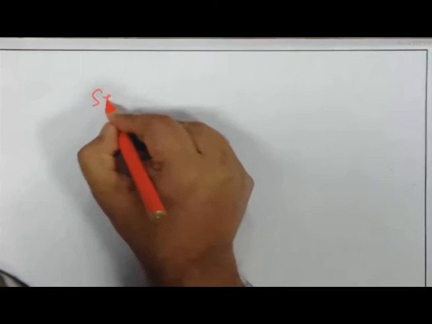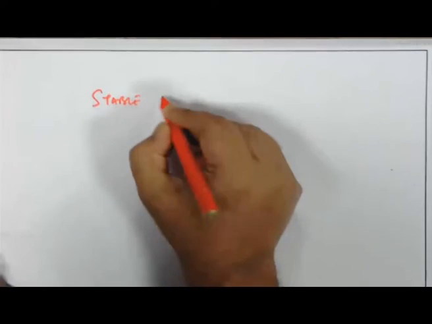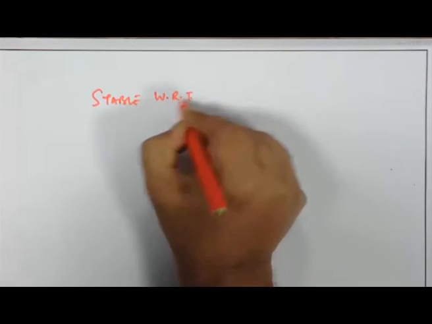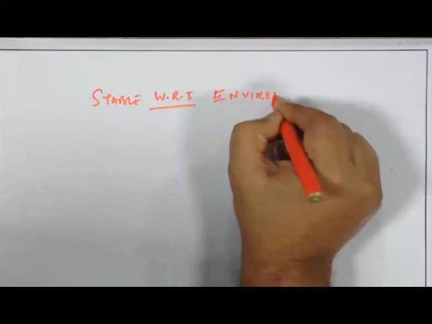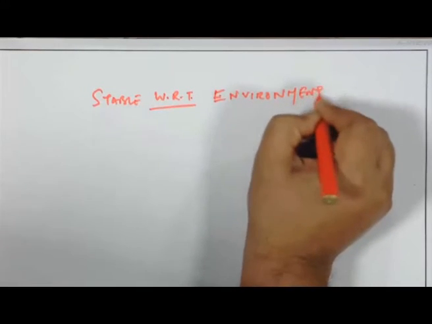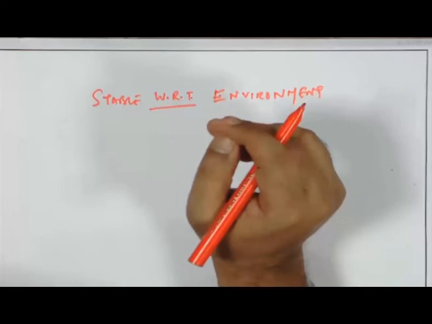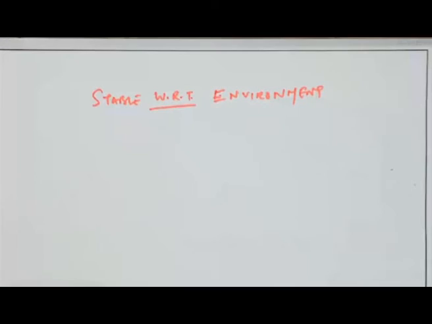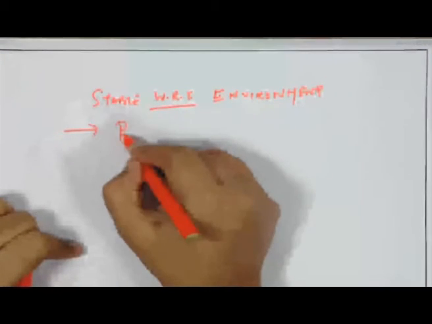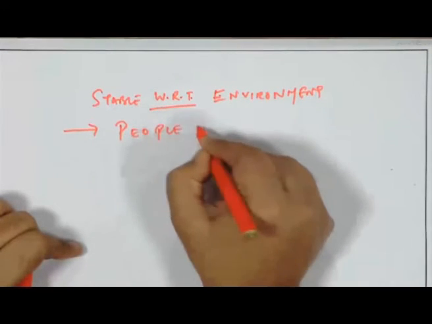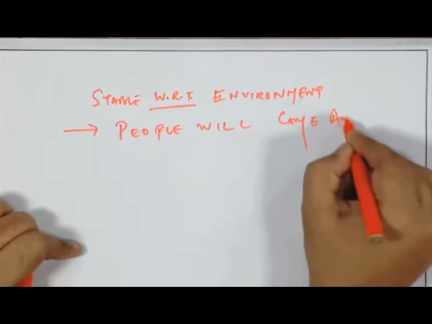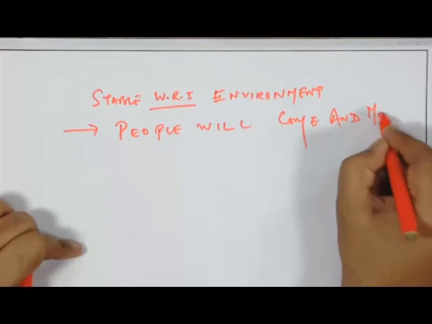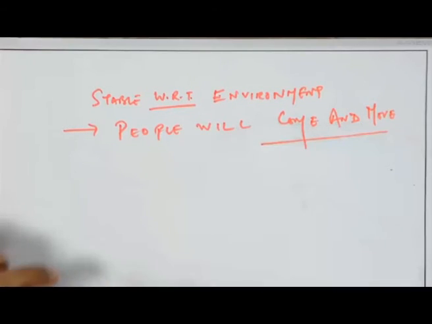So at a certain point we will want to see whether it is stable with respect to environmental changes. So what type of environmental changes can happen? Some interesting things: people will come, people will go, people will come and move. This we have to consider.